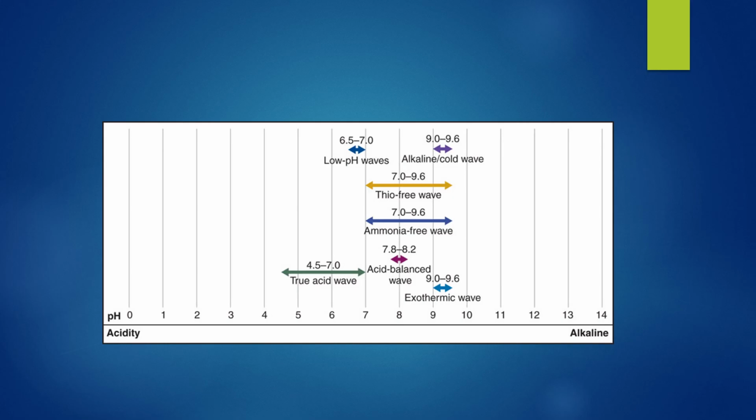Endothermic waves are perms that are activated by an outside heat source, usually a conventional hood dryer. They will not process properly at room temperature.